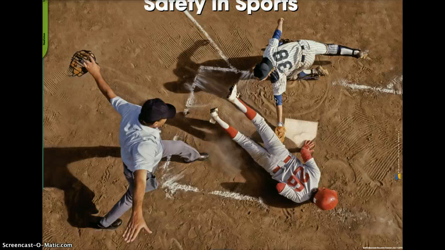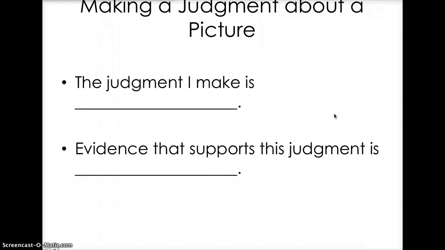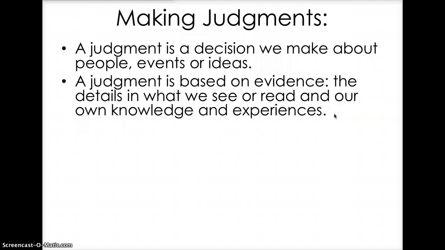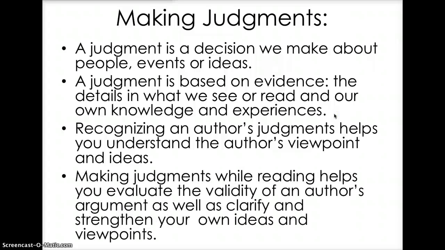But to finish up, let's look at our final slide, which has academic words and sentence starters, sentence frames, for you. Remember, a judgment is a decision we make about people, events, or ideas. It's based on evidence, details on what we see or read or hear, or any of our senses really, and then our own knowledge and experiences. Recognizing an author's judgments helps you understand the author's viewpoint and ideas. And finally, making judgments while reading helps you evaluate the validity of an author's argument, as well as clarify and strengthen your own ideas and viewpoints.